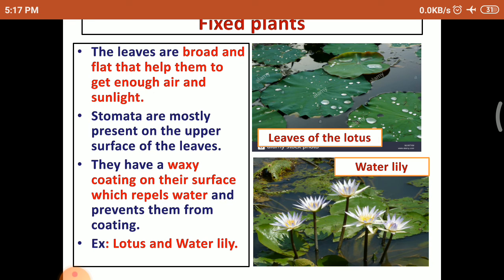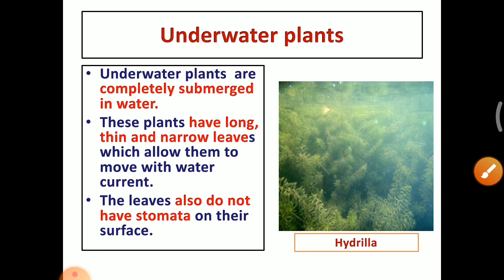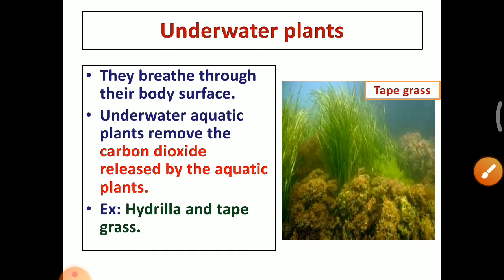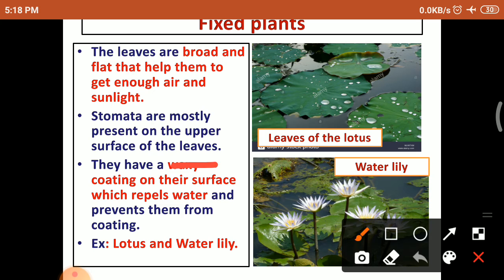And if you take the leaf of the lotus, it has a waxy coating on the surface which repels water and prevents it from rotting. Rotting means அழுகி போகாமல் இருக்குதுன்னு சொல்லுவோம் தெரியுமா, that is called rotting. So why does it have a waxy coating? The waxy coating repels water and prevents them from rotting.